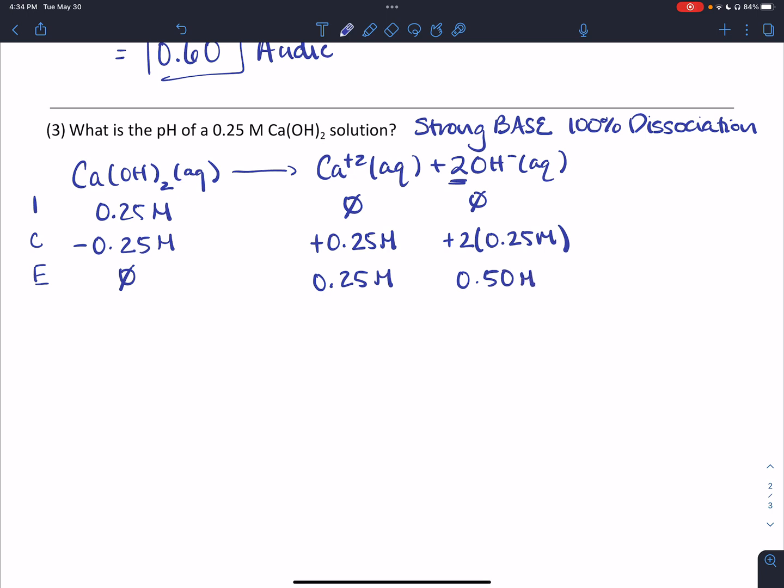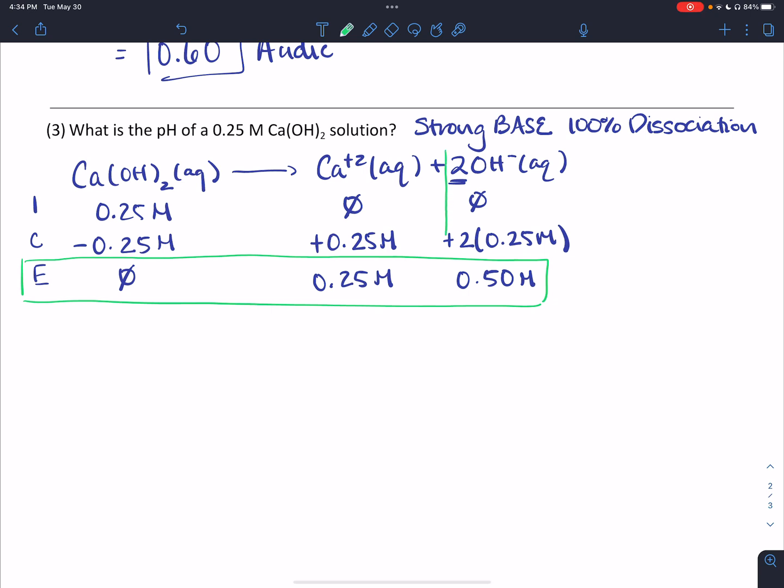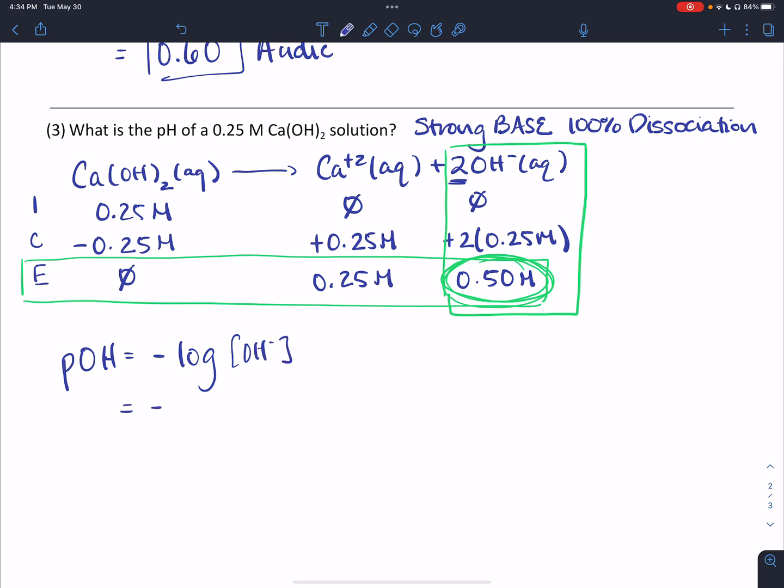Now, similar to what I did in the problem above, I'm going to look and see what's in my flask at the end of the reaction and ask myself which of these influences the pH. Well, the calcium ions don't have any effect. So I'm going to look instead at the hydroxide ion, in particular, this 0.5 molar. If I have 0.5 molar hydroxide, then I could calculate pOH, which is the negative log of that hydroxide concentration. So in this case, negative log of 0.5. And I'm going to have a pOH value of 0.30.